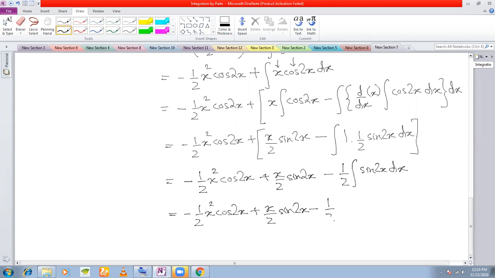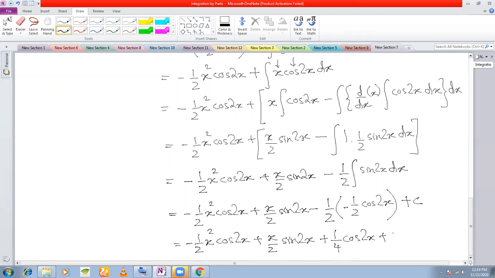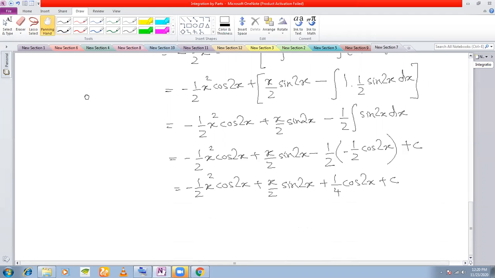minus half, and integral of sine 2x is how much? Minus half cos 2x, or minus cos 2x by 2, right? Plus constant. So this is done. Minus half x square cos 2x, you can in the next step do a lot of simplifications if you want. Plus 1/4 cos 2x plus c. But no point simplifying actually.